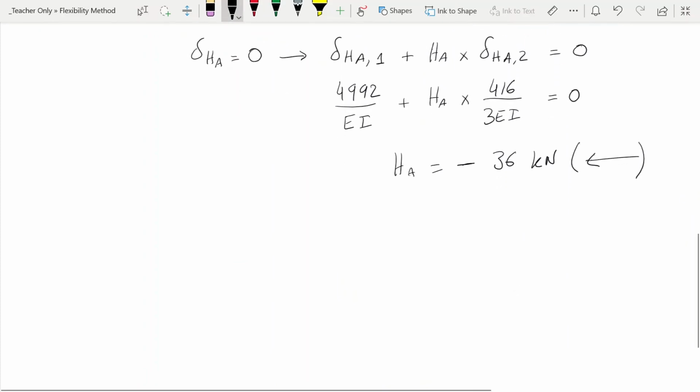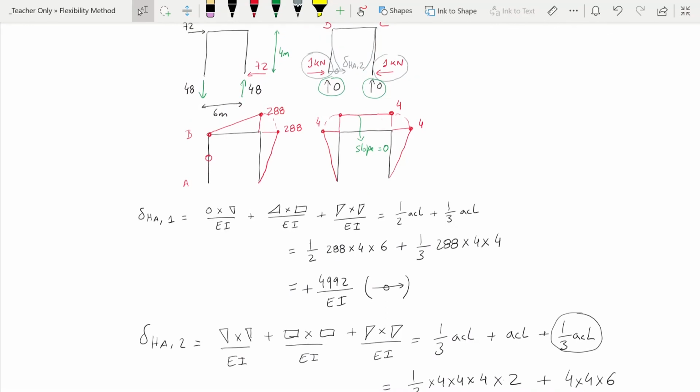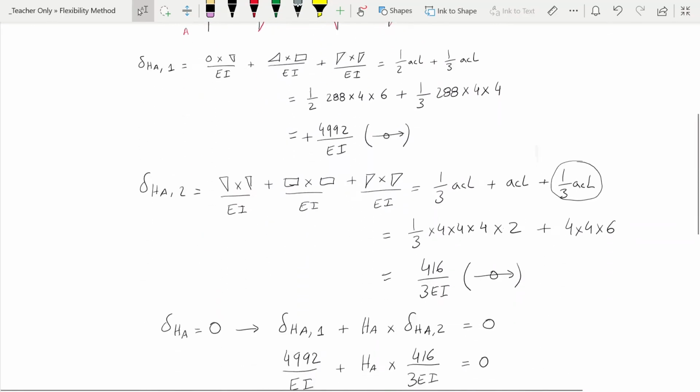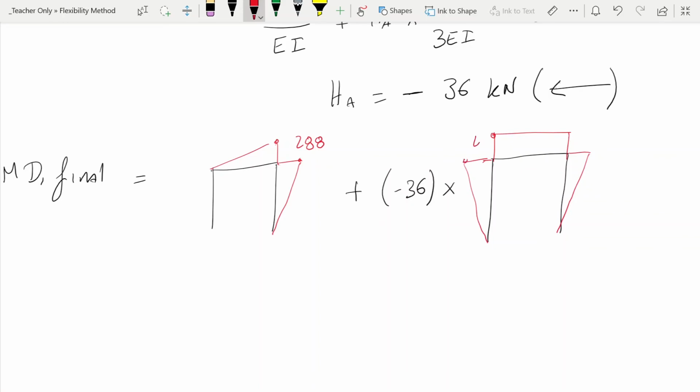So now finally, we want to do the final bending moment diagram. And we know that this is nothing more than taking the 2 diagrams we have and multiply the second one by minus 36. So let's draw them down again before we finish. So the first one looks like this, with these maximums being 288. And now we know this is plus minus 36 times the other diagram that has the 2 triangles and the square. And we know all these values here are 4 and 4.